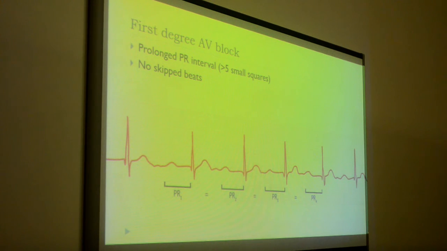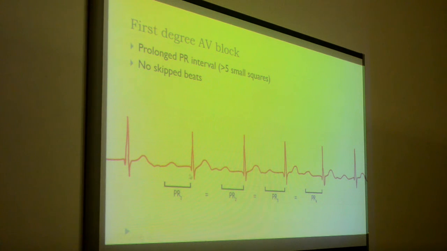This is first degree block. We said first degree block is only a prolonged PR interval. This is actually a picture from First Aid for any of you who are using it. This is more than 3. Let's start from here. 1, 2, 3, 4, 5, 6, 7, 8, 9, 10. Normally 3 to 5. This is prolonged. And you check all the QRS complexes. Each P wave is followed by a QRS complex. There's no skipped beats. This is first degree AV block.